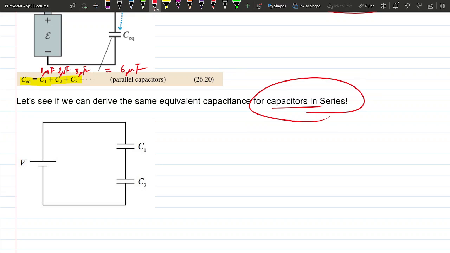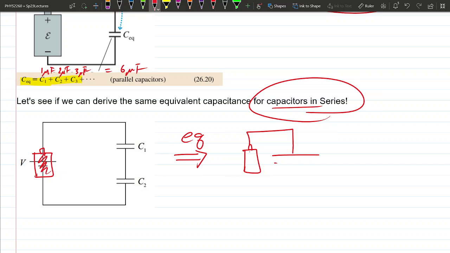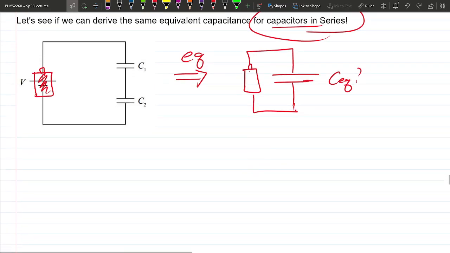So in this case, let me just draw this battery here. Just imagine there's a battery here, okay? What will be the equivalent capacitance here if I try to combine these 2 capacitors together? What would that be? Is it just going to be C1 plus C2? So let's see what happens, okay?